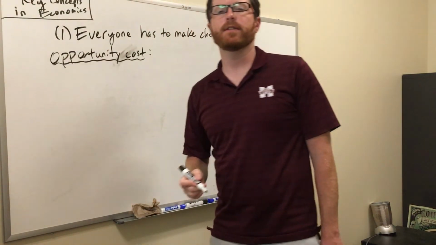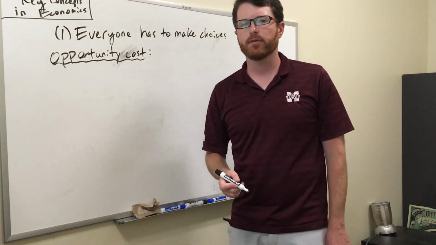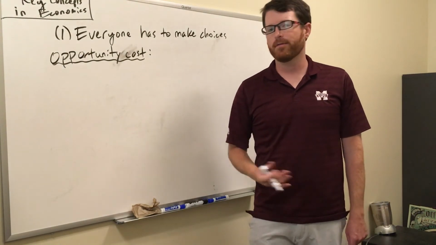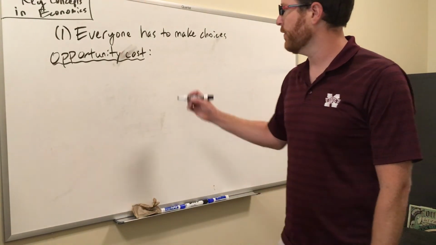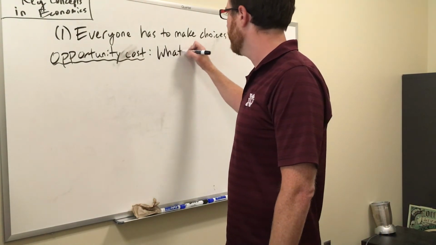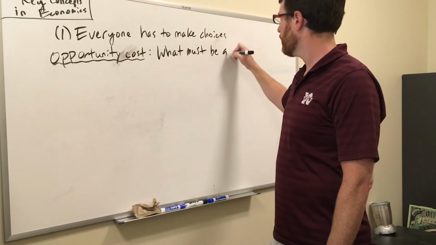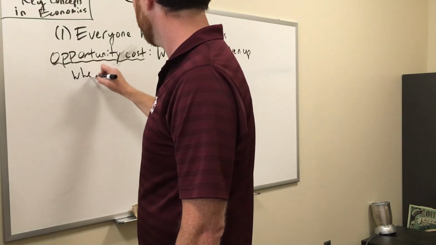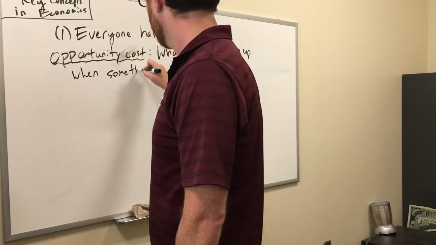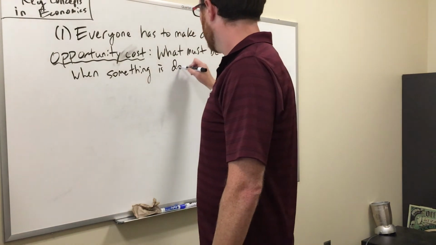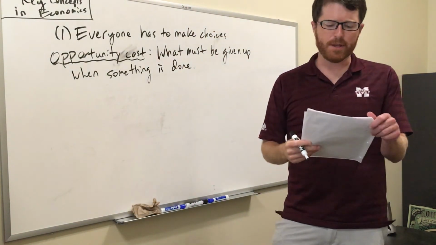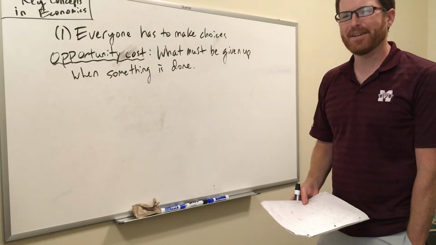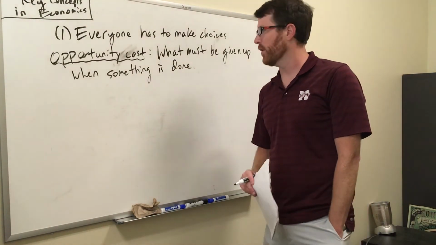I would hope that you've seen this term before in any economics class. This is really one of those ubiquitous terms in economics that should be taught within the first week of any course. Opportunity cost is basically what must be given up when something is done. What must be given up when something is done. I guess that's a decent way of putting it. There are a lot of different ways to define opportunity cost, and this is just one of them.